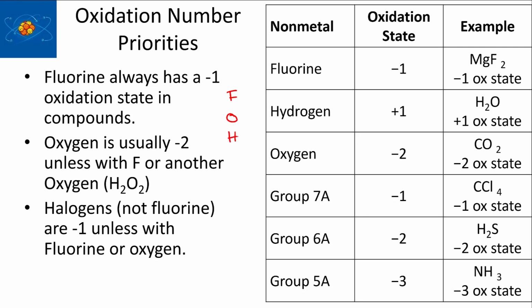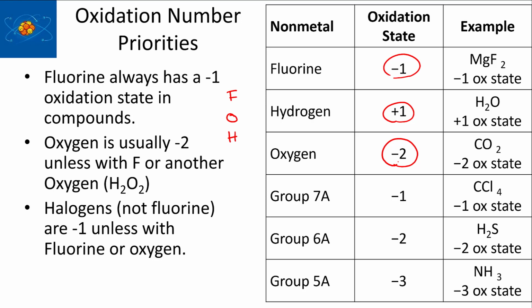Fluorine always gets to be -1. Oxygen is always -2 unless it's with the fluorine or another oxygen. And then all the halogens are -1 unless they're with oxygen or unless they're with the fluorine. So fluorine gets to be -1 all the time, okay? Hydrogen generally gets to be +1. Oxygen is -2, and group 7 is -1 except for the exception.